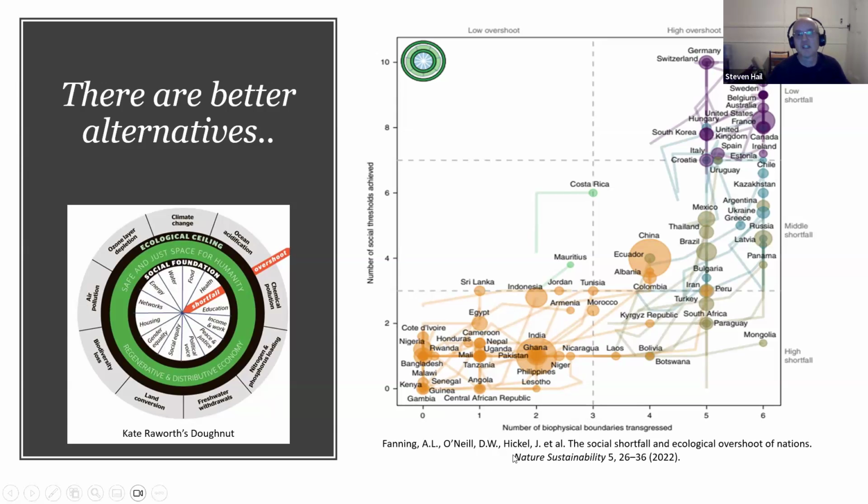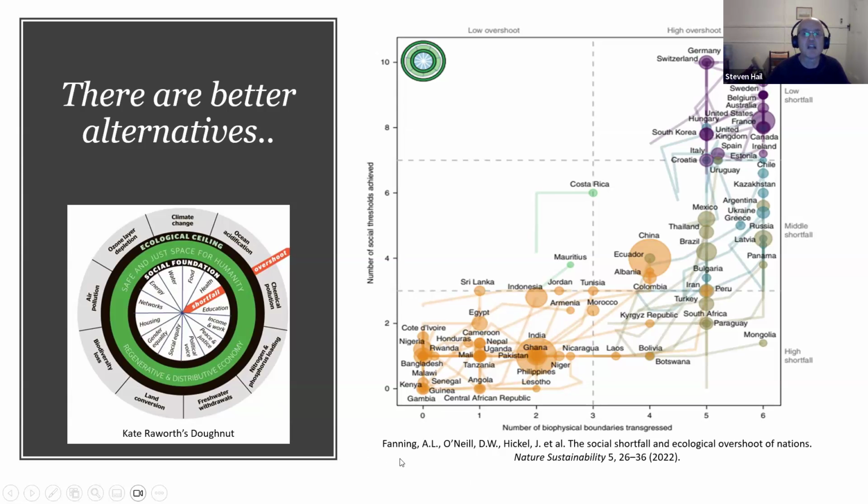Jason Hickel, an anthropologist who's very important in the degrowth movement, and some ecological economists at the University of Leeds, Dan O'Neill, Andrew Fanning, and others, have in recent years produced a series of studies, not using exactly the same data as Kate Raworth, because they need data which is available on a reasonably consistent basis for 150 countries, for most countries in the world.